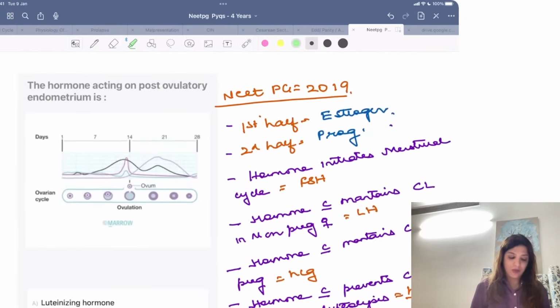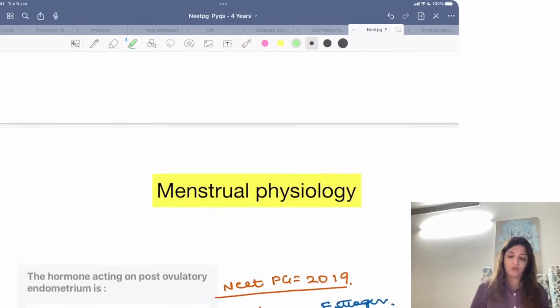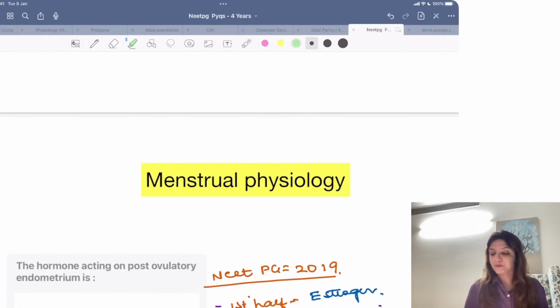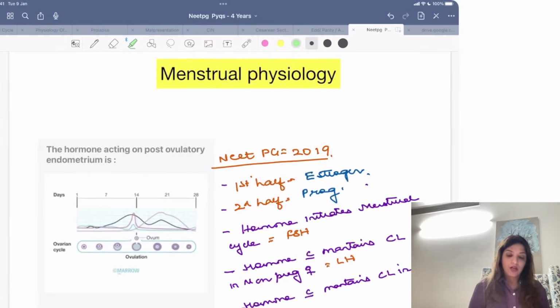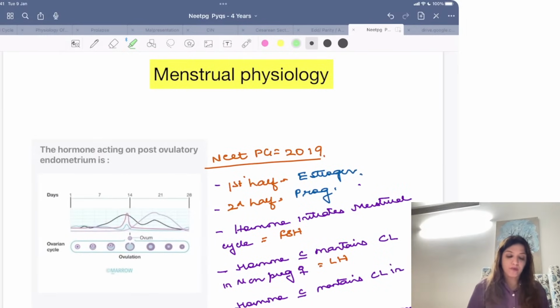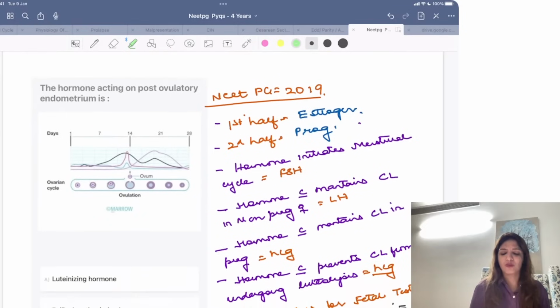Next question, very easy question related to men. So these were OBS questions which had come. Now coming to gynae questions which were asked. Hormone acting on post-ovulatory endometrium is, all of you know that in the post-ovulatory phase, the hormone which is going to act will be progesterone.